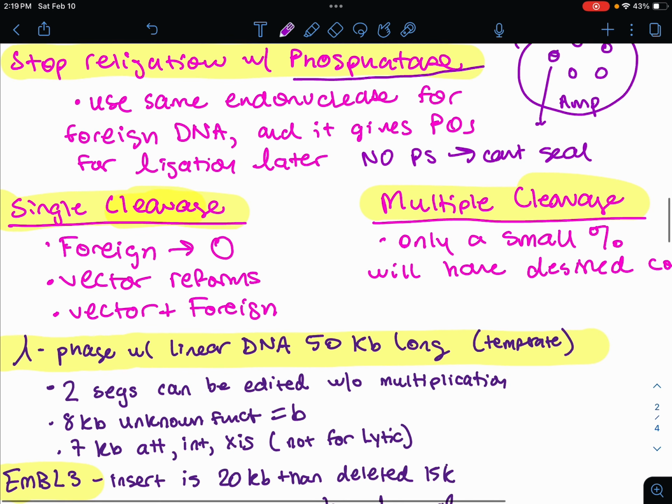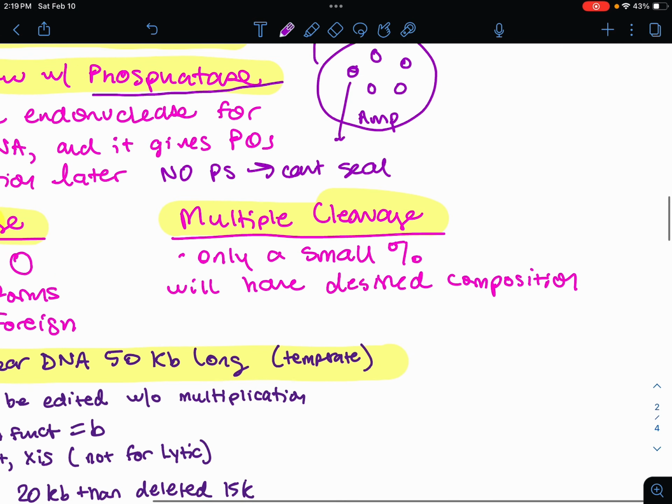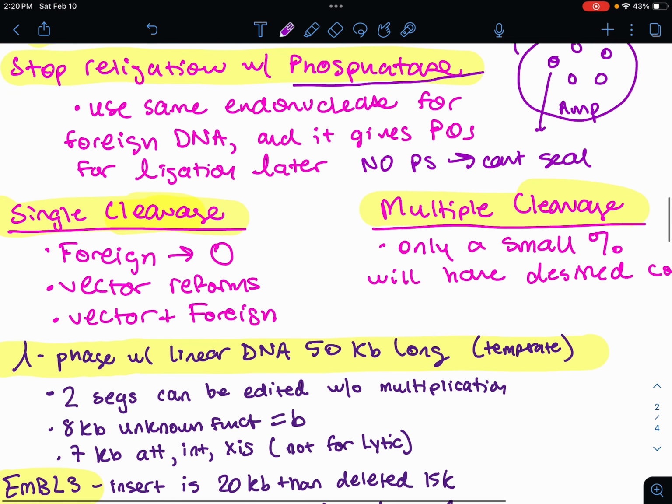A single cleavage site in this vector has 3 outcomes. Either the foreign DNA will form a circle here, or the vector reforms, or the vector will incorporate the foreign DNA. However, multiple cleavage sites on a plasmid will only result in a small fraction having the desired composition, aka only a small amount of these plasmids that we make will have that desired gene X sequence if we try to transform them. The plasmids are convenient but do not work well with large DNA inserts.